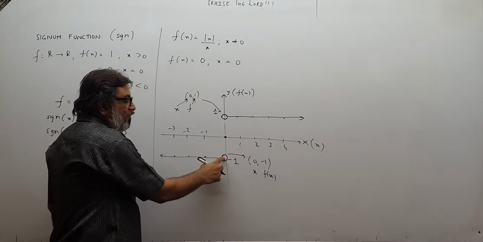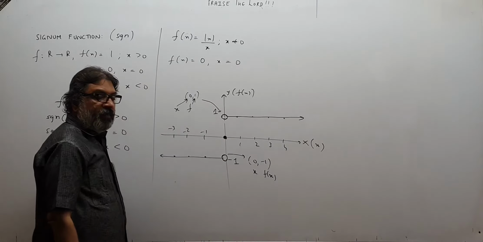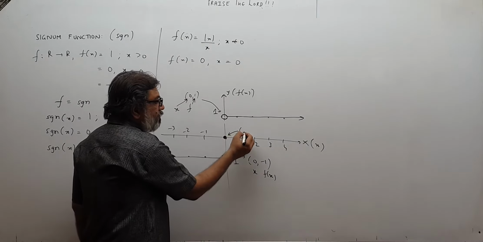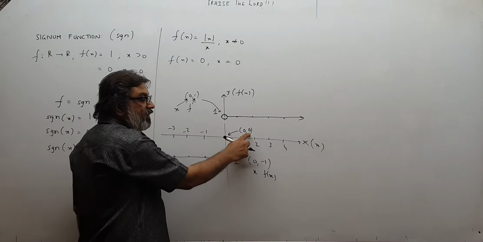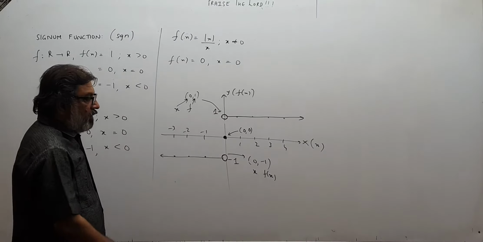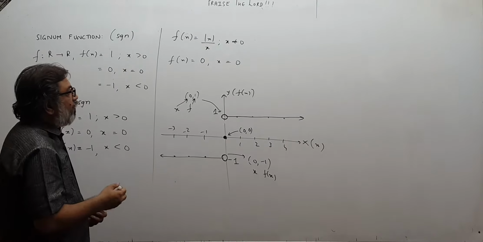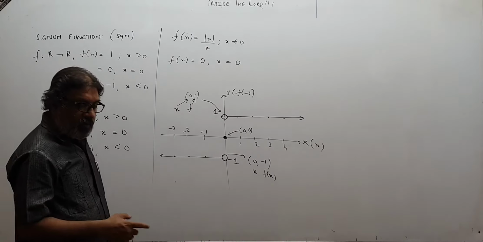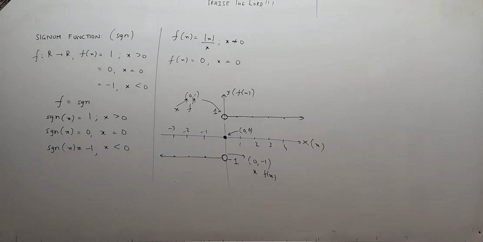Therefore, an incomplete circle shows it is not included, and a dark circle shows it is included. This is the point (0, 0). This is there on the graph, a dark circle, because when x is 0, f(x) is 0. True. Correct. Therefore, this point is included, these two points are not included. This is the shape of the graph for the signum function. Please pause and copy, children.